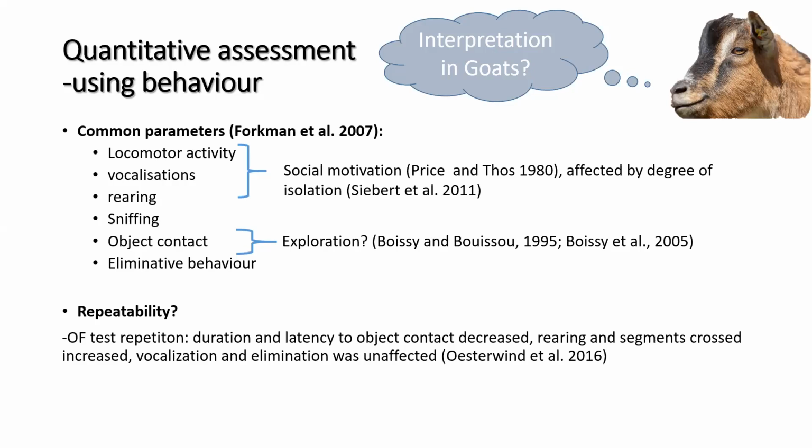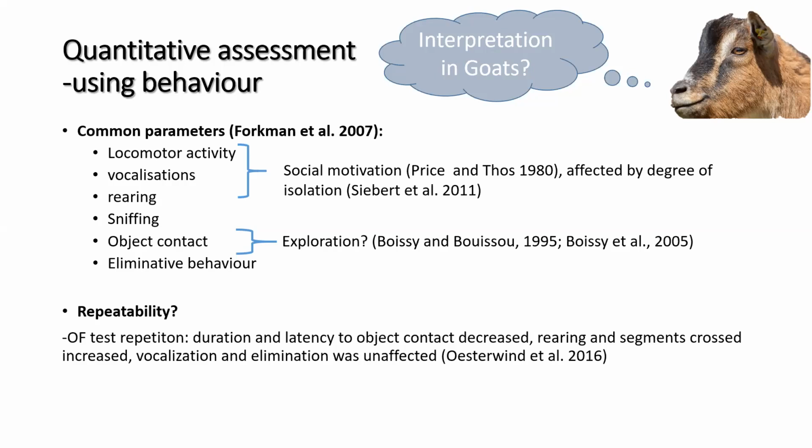Regarding the repeatability of tests, Österwind et al. found that repeated open field testing, I think they did them four times, decreased the duration and latency to object contact, and rearing and segments crossed increased, and only vocalization and elimination were unaffected. So this would mean that actually the only repeatable parameters are vocalization and elimination. We are also at the point of analyzing our data that I just showed you and comparing it to physiological recordings from ECG data to ease our interpretation. Hopefully after that, I'll know better.